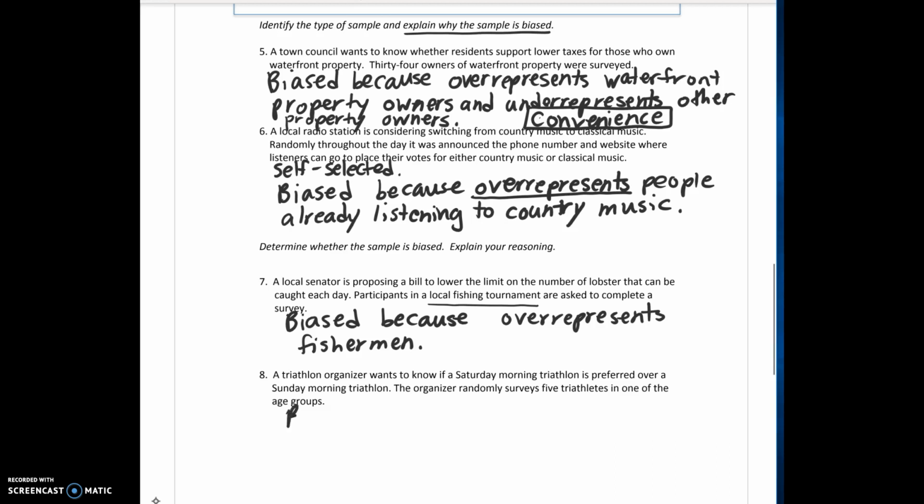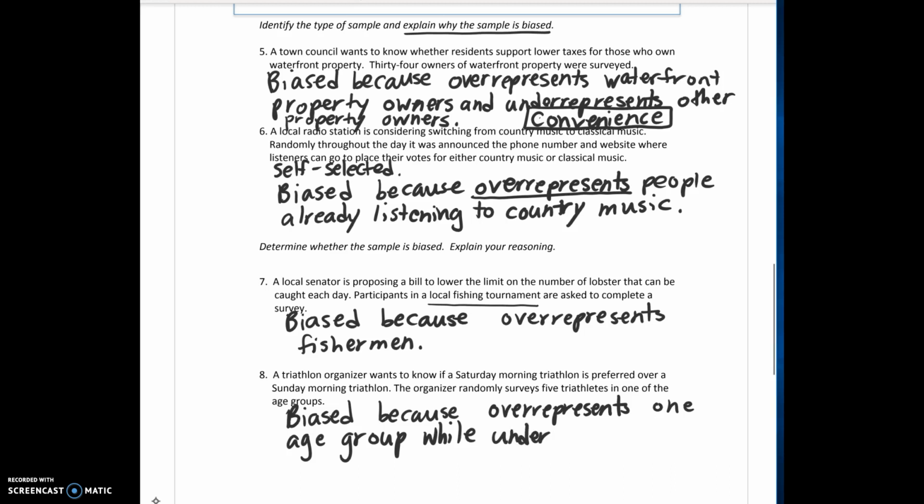Again, also biased, because it overrepresents one age group while underrepresenting all the others. And someone in a younger age group might want to sleep in a little bit, while in an older age group, they might wake up earlier, or vice versa. So when only serving one group and overrepresenting an age group population, this would be considered biased.